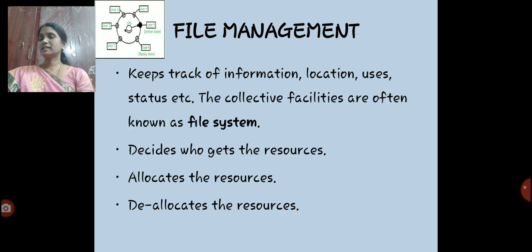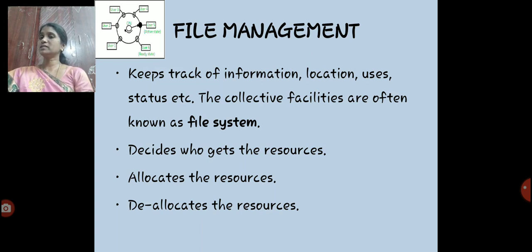That's it. Then the next thing is file management. The collective facilities of the files are known as a file system. With the use of the file system, the OS keeps track of the information, their location, the users who are accessing them, and the status of the files, etc. All these things are monitored by the operating system with the help of the file system. So the operating system decides who gets the files, and so on, right? So that is the second task.